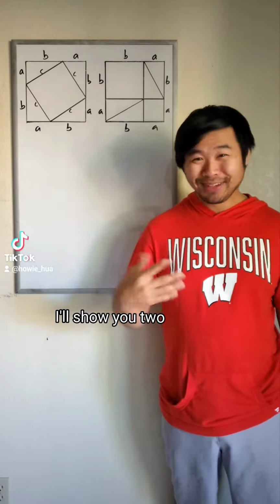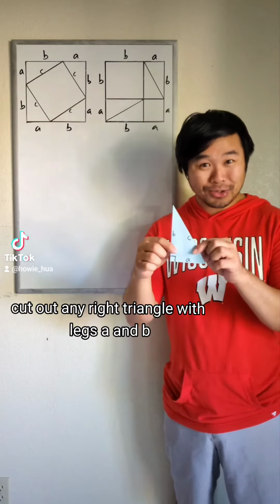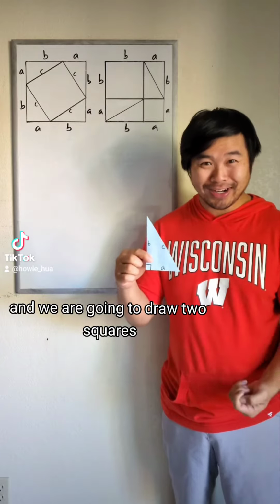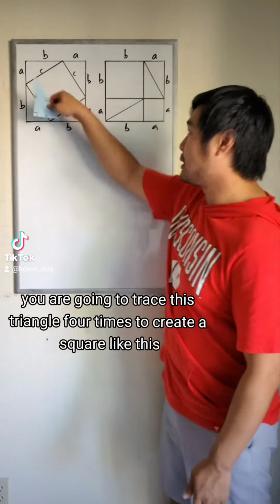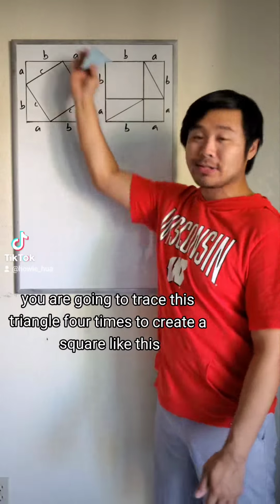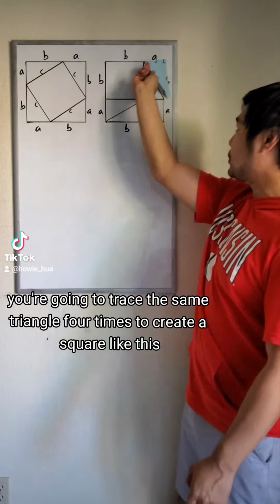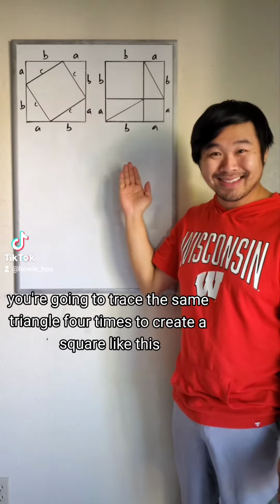I'll show you two. For the first way, cut out any right triangle with legs a and b and hypotenuse c, and we are going to draw two squares. For one square, you are going to trace this triangle 4 times to create a square like this. And for the other square, you're going to trace the same triangle 4 times to create a square like this.